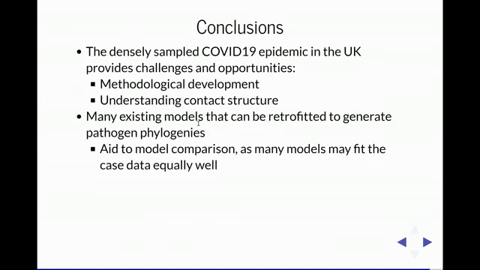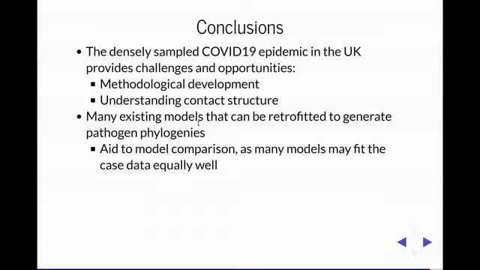So to conclude, the densely sampled coronavirus 19 epidemic in the UK provides challenges and opportunities for methodological development, as well as understanding contact structure. This has been a huge experiment in terms of shifting how people interact, and there's an enormous amount of information that can be gained from that.